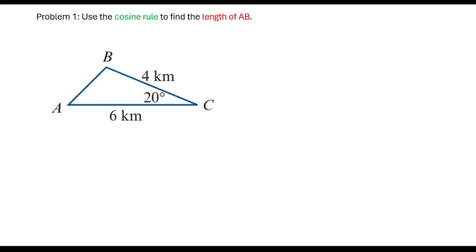So let's look at an example. Use the cosine rule to find the length of AB. So the length of AB is this here, which, because it's opposite the angle C, I'm going to label it c. And so let's use our cosine formula, which is c squared equals a squared plus b squared minus 2ab cos C.